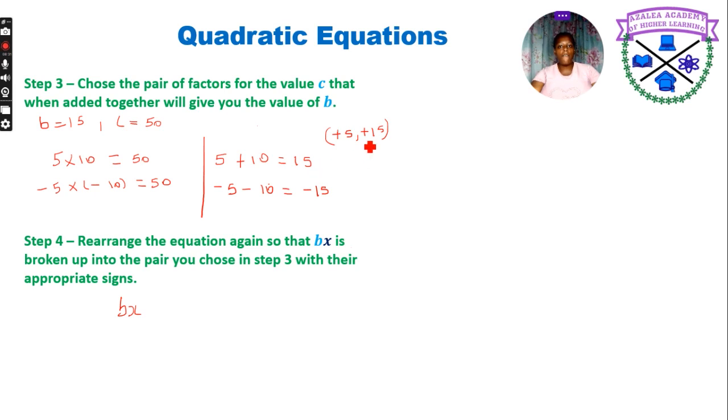Okay, so now we have bx. So that means this 15x will be broken up into plus 5x. Sorry, there's an error here. I do apologize for that.